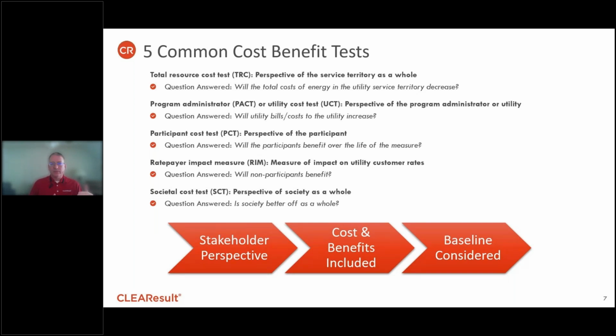So these 5 tests, different perspectives. What is the cost effectiveness to the different parties? Not just what's the best for somebody that gets a rebate, but all these different things that give different perspectives for each one of these groups of people.